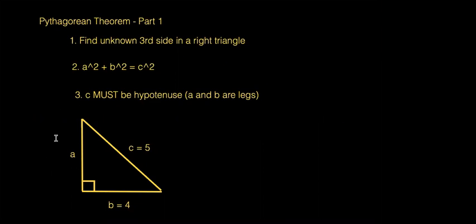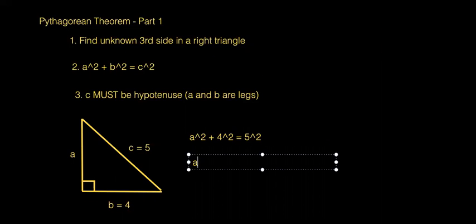Here's an example. We have a right triangle. The hypotenuse is given. One of the legs is given. The other leg we do not know, so you're going to plug the legs in here and plug in the hypotenuse here. So what do we get? We get a squared plus 4 squared equals 5 squared, right?